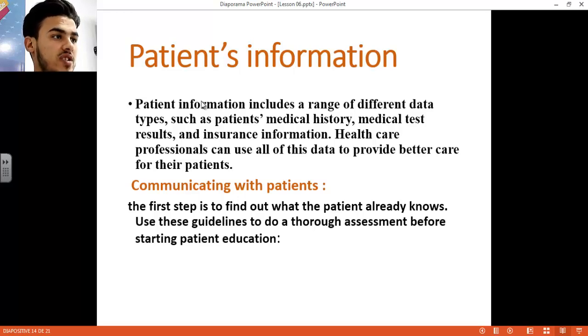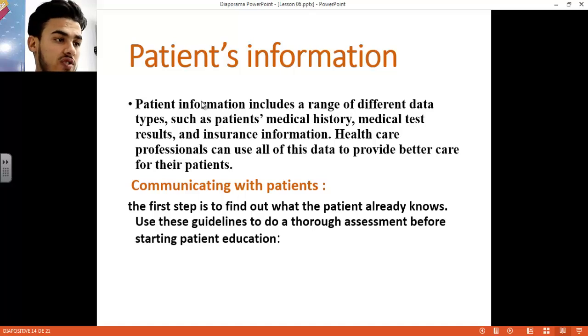So, we will move on and see what patient information is and how to take it. Patient information includes a range of different data types, such as the patient's medical history, medical test results, and insurance information. Healthcare professionals can use all of this data to provide better care for their patients. So the nurse, while giving information about the patient, will make the process easier for the rest of the team, for doctors or other nurses.